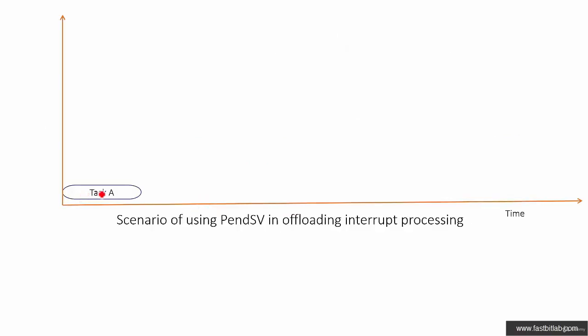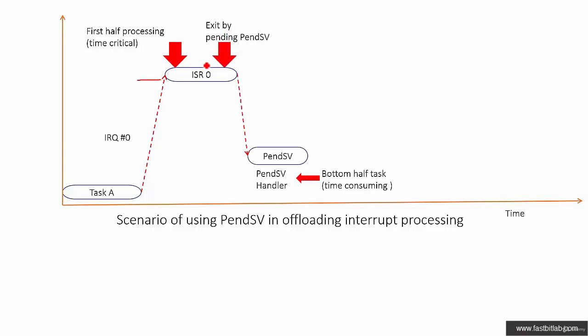You have a task A running. Let's say an interrupt triggers, let's say IRQ0, and the ISR of IRQ0 runs. It's supposed to do some time consuming work. If it keeps doing time consuming work, then other interrupts may get delayed, right? Other lower priority interrupts may get delayed. What it does is, it does the first half processing, that is the time critical processing, in ISR 0. It just finishes the time critical work in the ISR. Then it just pends the PendSV and exits.